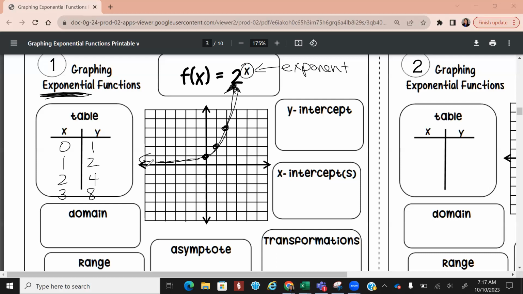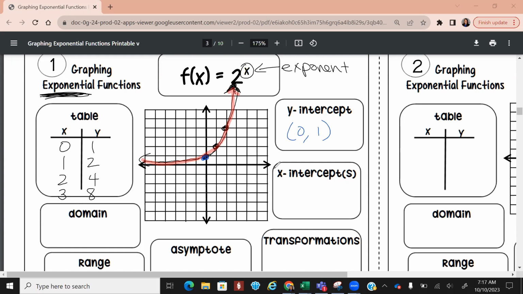Give you a second to finish drawing that. So again, we're going to have this little shape. Where did it cross the y-axis? Where did it cross the y-axis? You can have anything that's in that box over there. It crossed at 0, 1.